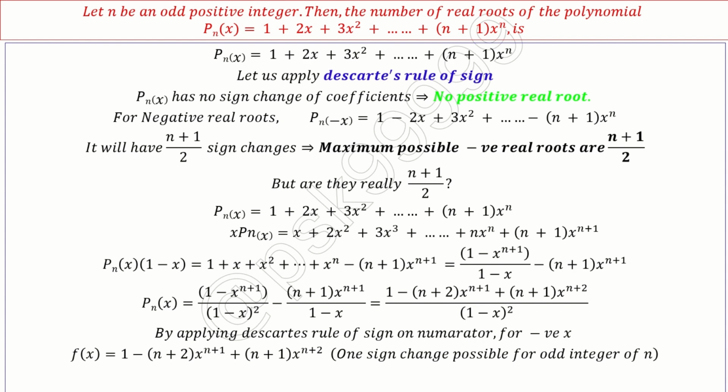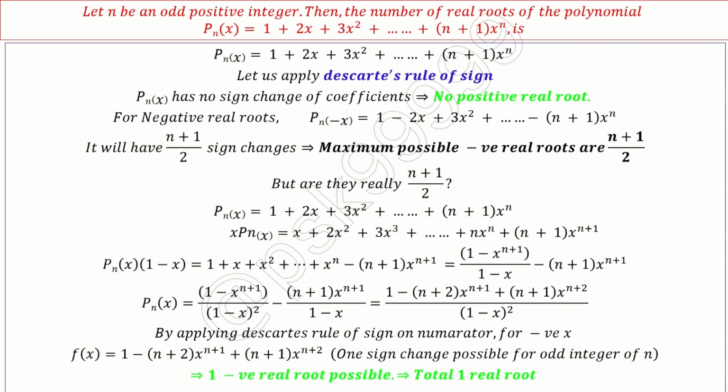If you apply f of minus x, then there will be only one sign change possible. Since n is an odd integer, x to the power of n plus 1 is even, so this will not change, but this will change. So you will have one sign change and that's it. This is again negative, so only one sign change is possible, which means very clearly you have one negative root possible for this equation. Correct. So one negative root means you can take it; it will be correct.